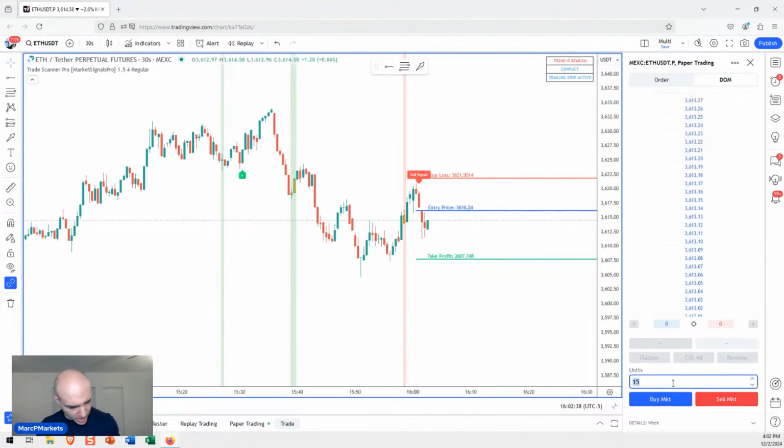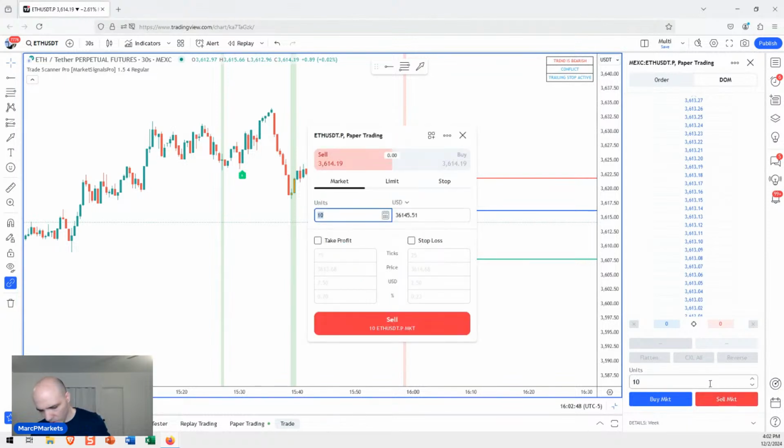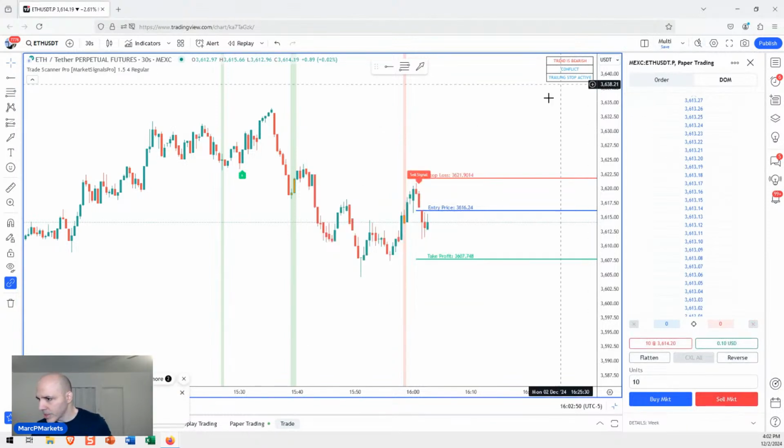So I'm going to put on, I'll start with, now again, these are Ethereum contracts, and because of the contract value, I can trade like 10 at a time. So I'm going to short 10 of these. All right.